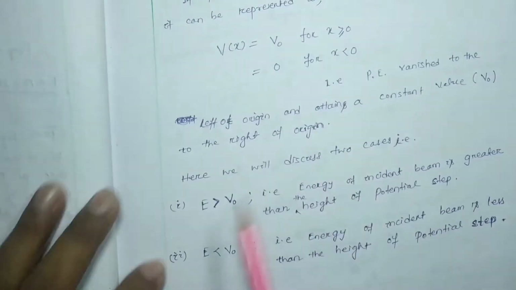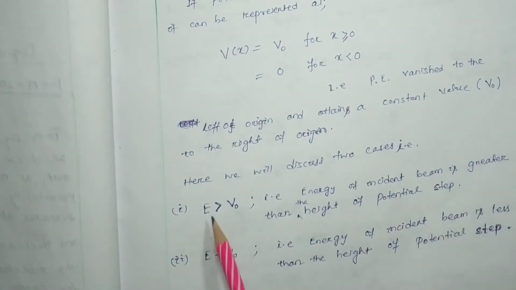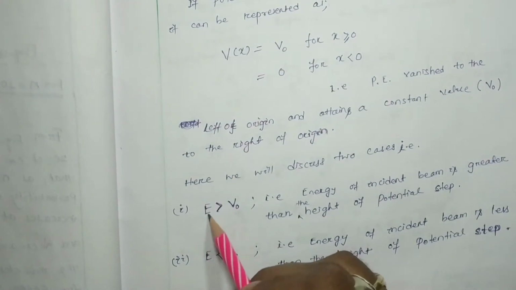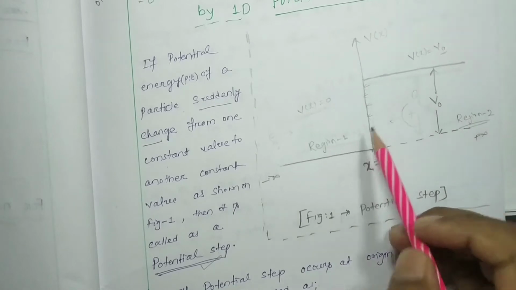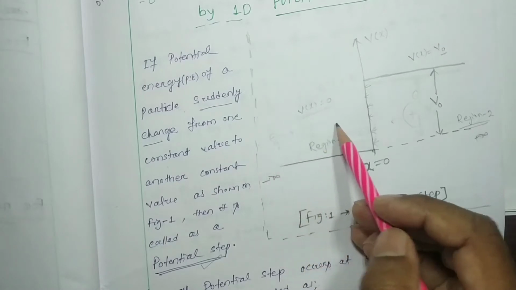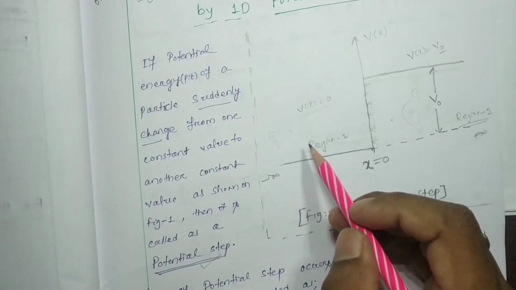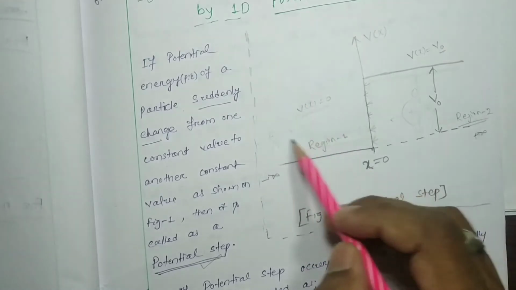Here we will discuss two cases: E greater than V0 and E less than V0. What do we mean by E? Here E is nothing but the kinetic energy of the particle which approaches from minus infinity to x equal to 0. This is the particle, a charged particle or any quantum particle, which approaches this step, and its total energy, the so-called kinetic energy in this region, is represented by E.